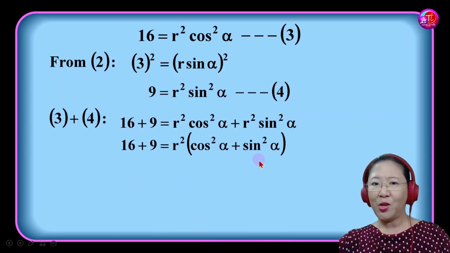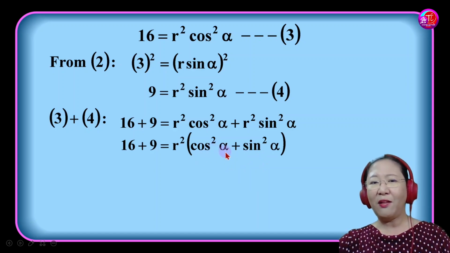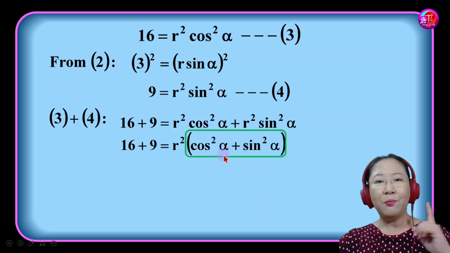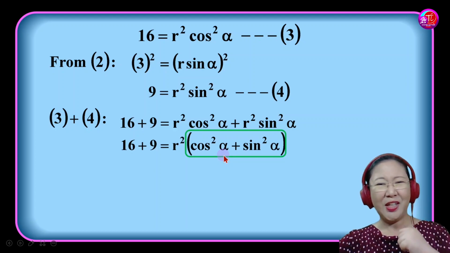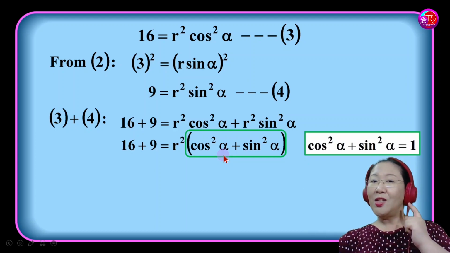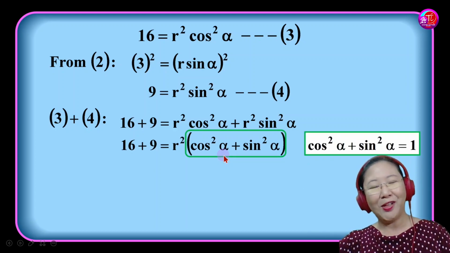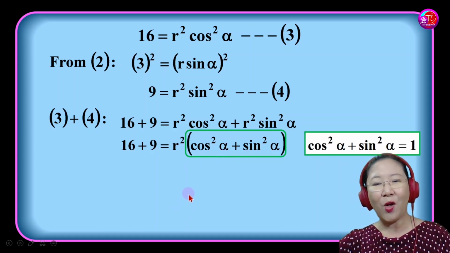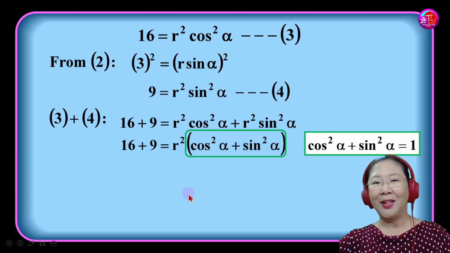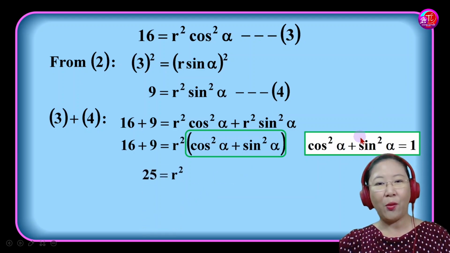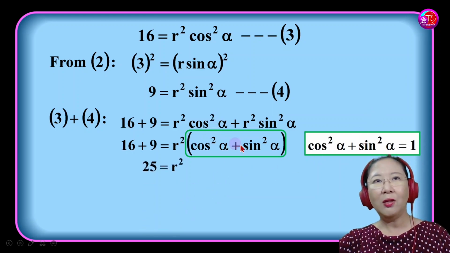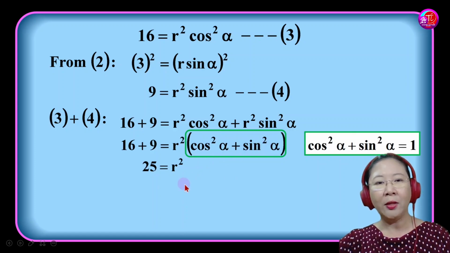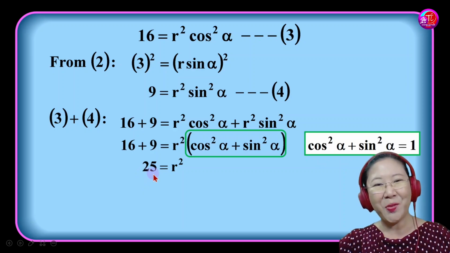Now, remember this one? You remember cos squared alpha plus sine squared alpha. It belongs to this formula over here. Ta-da! That is your trigonometric formula, of course: sine squared alpha plus cos squared alpha equals 1. So we actually have this formula to help us. All this side, we will transform to 1. So what is left for us is 225 equals r squared.